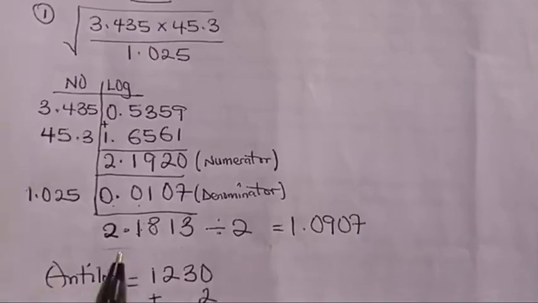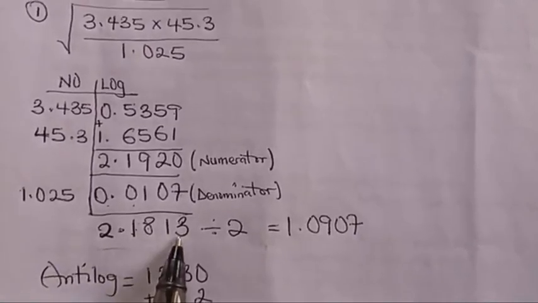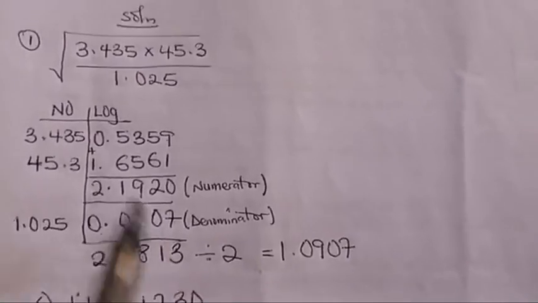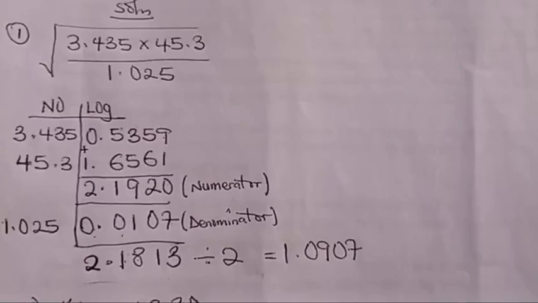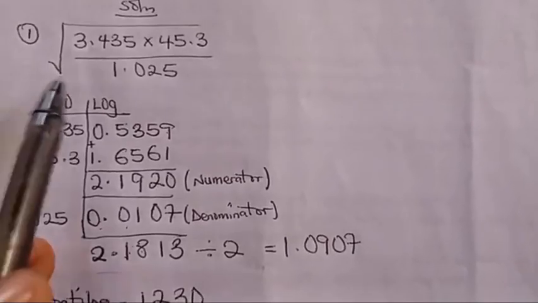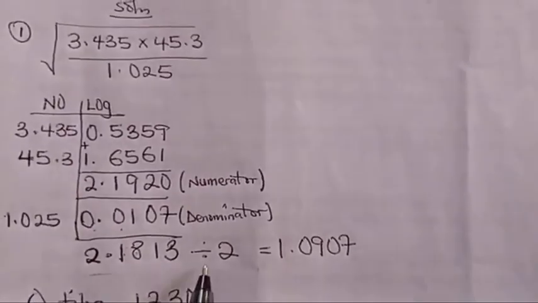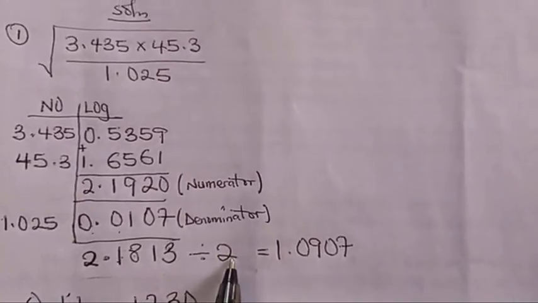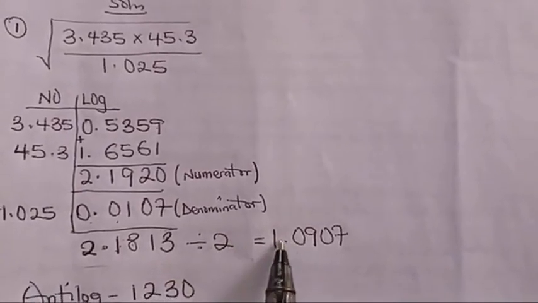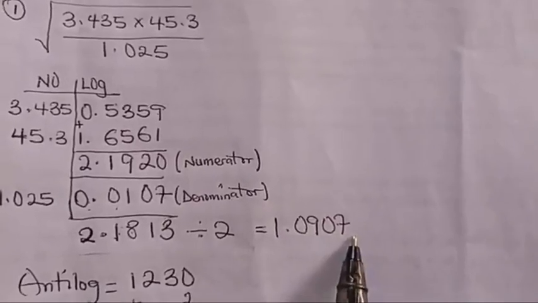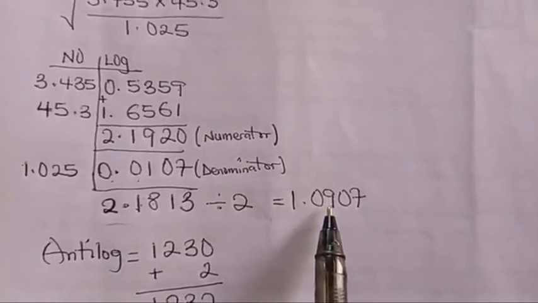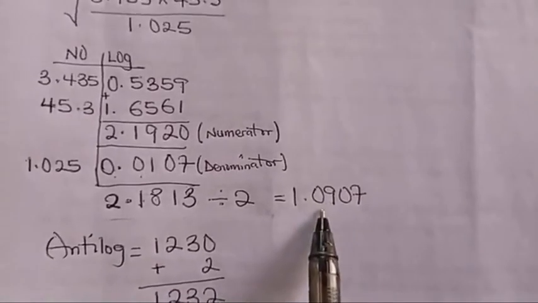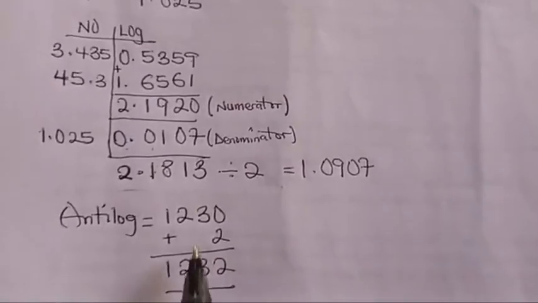We did that and got 2.1813. Lastly, we applied the root law. And in this root law, we have square root. For this particular question, we have square root, so we needed to divide by 2. Dividing by 2, we got 1.0907.